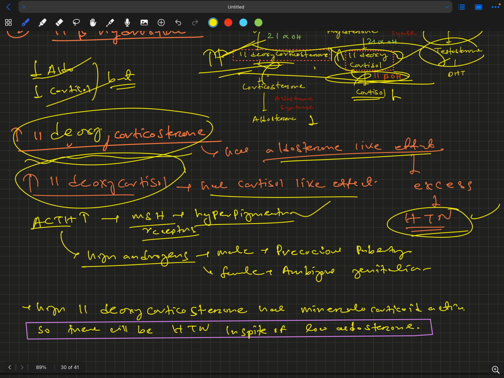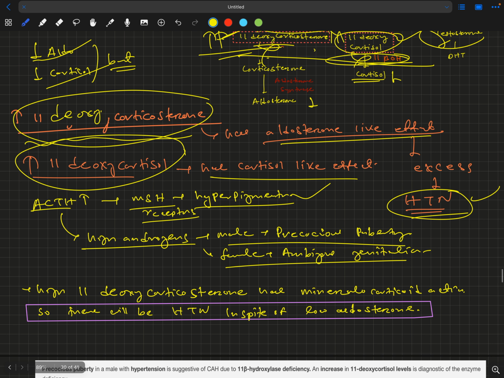And in case of male, it will lead to precocious puberty. In female, it will lead to ambiguous genitalia. Okay, so 11-deoxycorticosterone has mineralocorticoid effect. I have told you, this is the catch here. In 11 beta hydroxylase deficiency, this is the most important point. The high 11-deoxycorticosterone has mineralocorticoid-like action, so there will be hypertension in spite of low aldosterone.